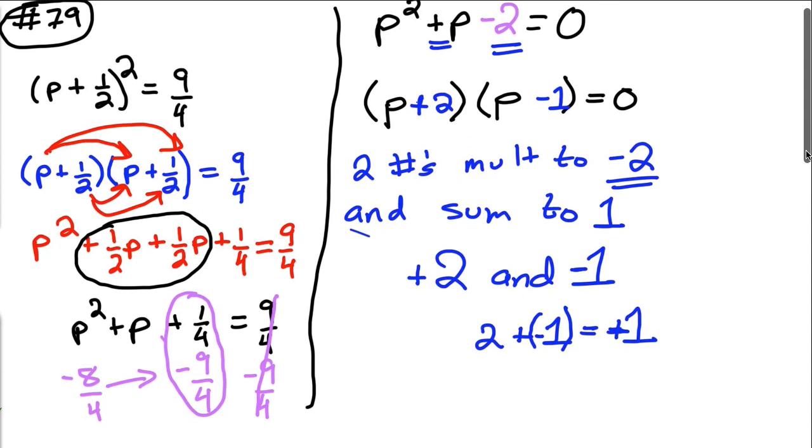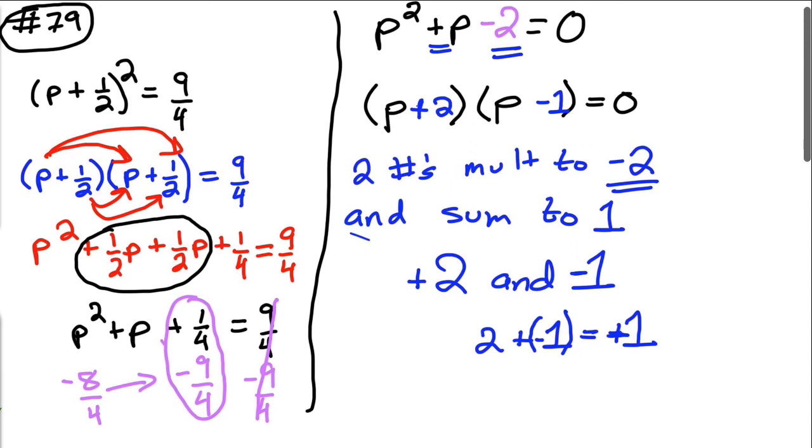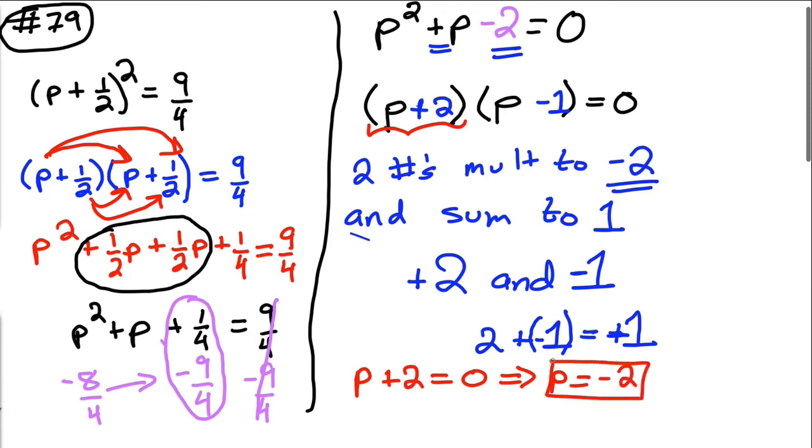Okay, so now the last step is to use the zero factor property. p plus 2 should equal 0. So this implies that p, if I subtract 2 from both sides, equals -2. And then the second one, I have that p minus 1 equals 0. So that implies that p should equal +1 if I add 1 to both sides. And these are my two solutions.